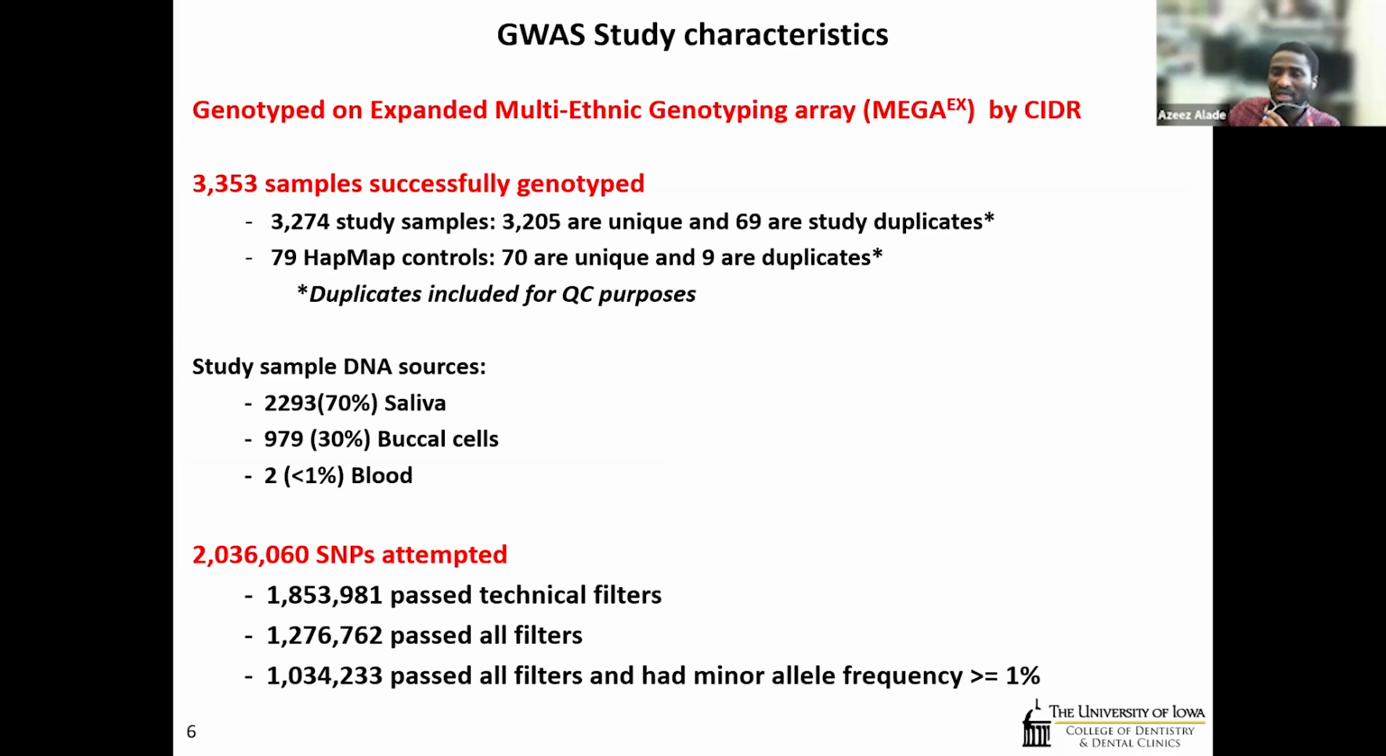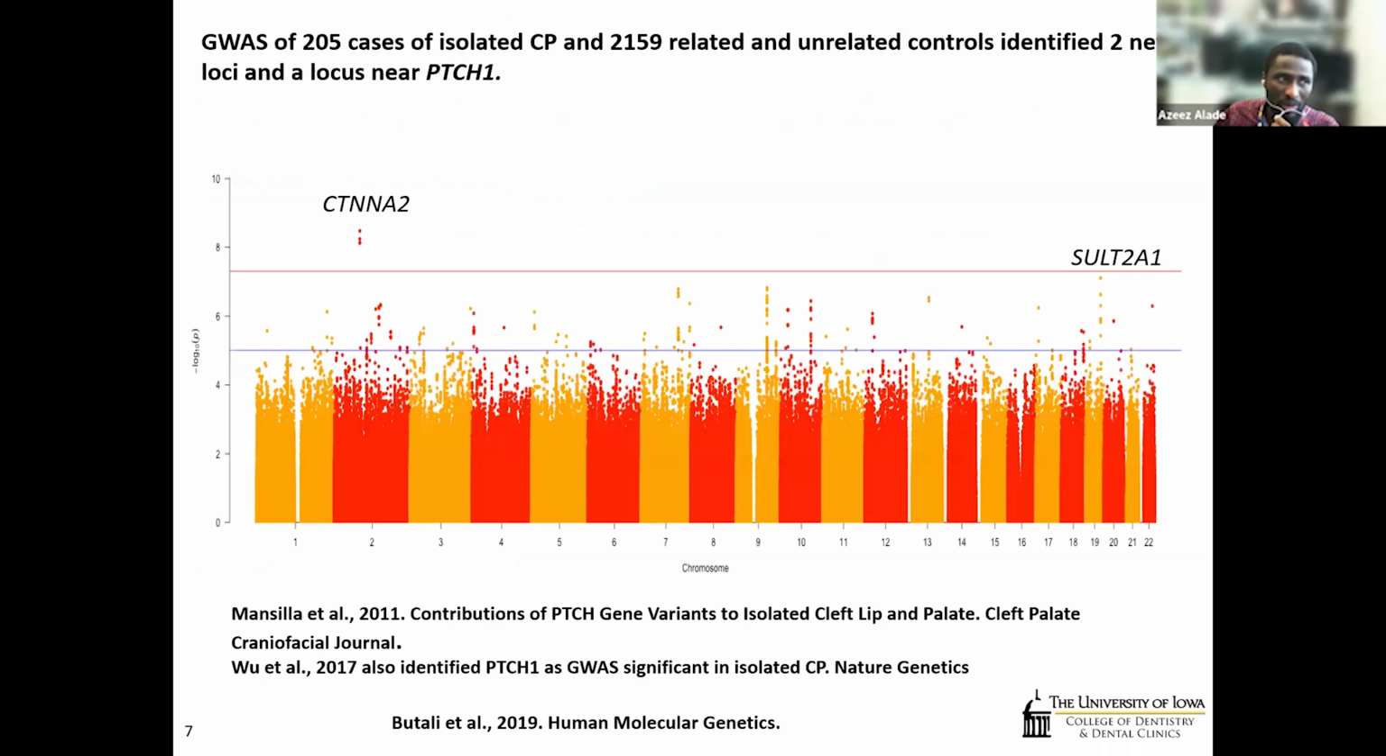This is a study that seeks to interrogate the whole genome to identify variants that are likely associated with a phenotype. Basically, you're looking at the frequency of these variants to see, is it more common among those that have the condition as opposed to those that do not? Typically, the result is presented in this format, which we call the Manhattan plot. And what you can see here is that in this first African Genome-Wide Association study, we identified novel variants in 2 genes. One is CTNNA2, and the other one is SOX2A1.